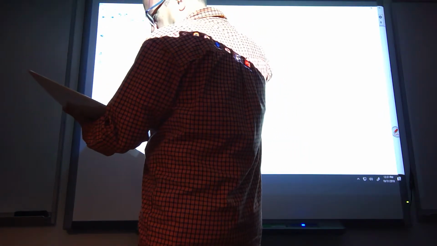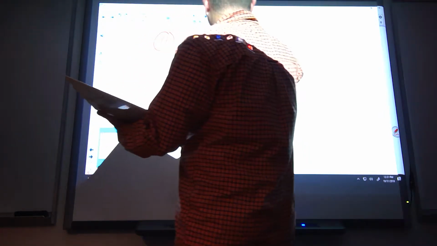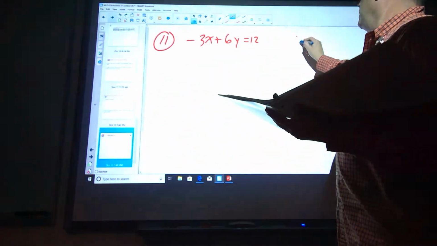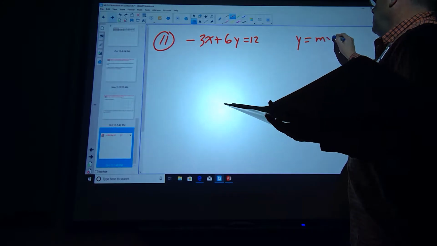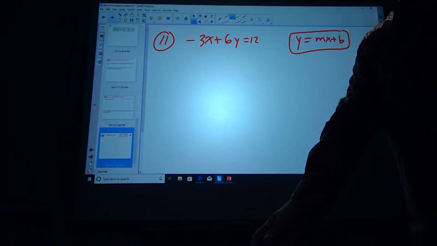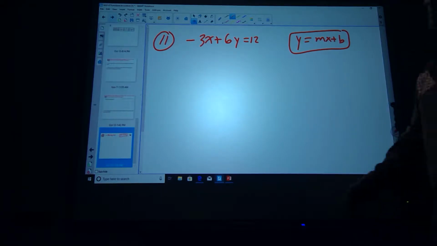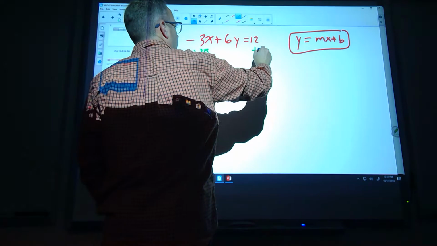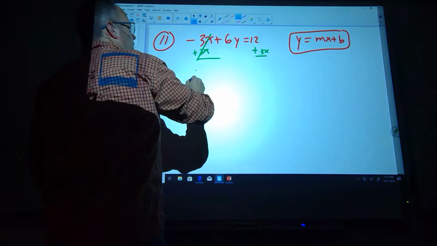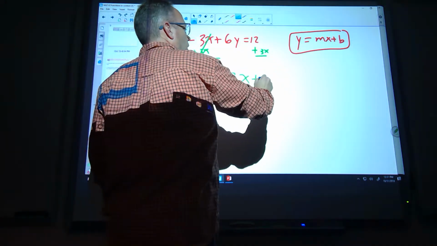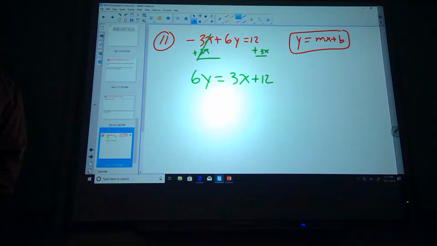-3x plus 6y is equal to 12. Now, if we were graphing this, we'd say cover method, right? But I want to make this look like y equals mx plus b, meaning I want to get y all by itself. So I'm going to add 3x to both sides of the equal sign. So 6y is equal to positive 3x plus 12. Good? So I want y equals.